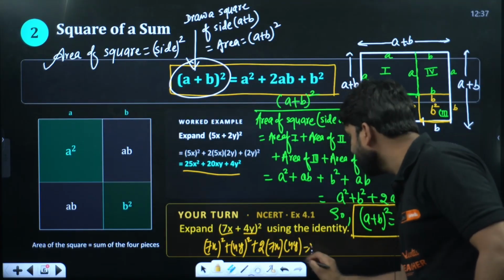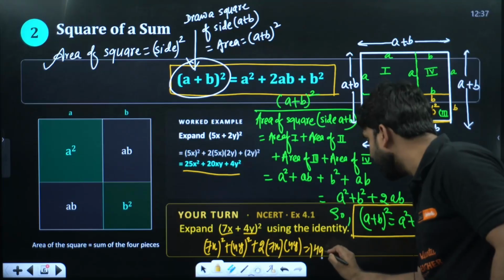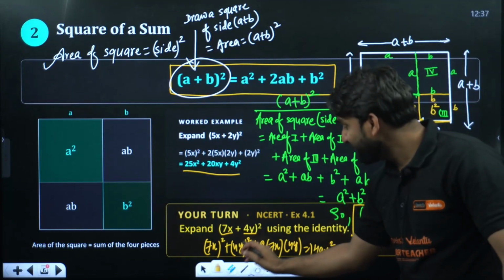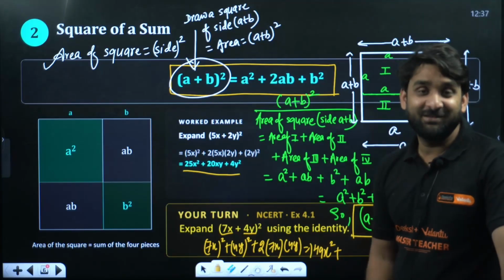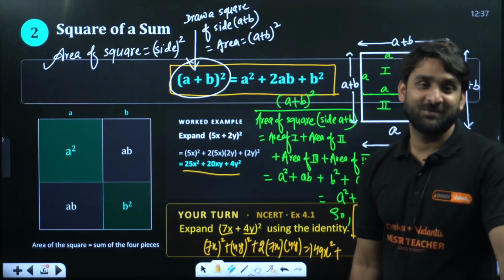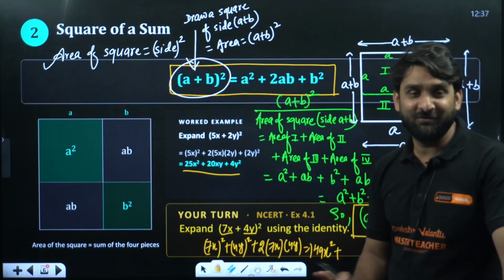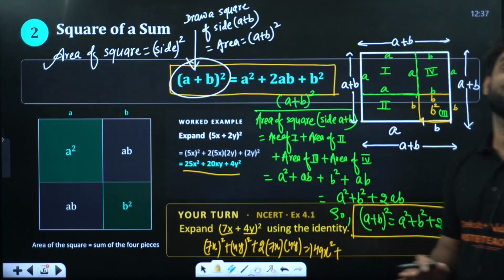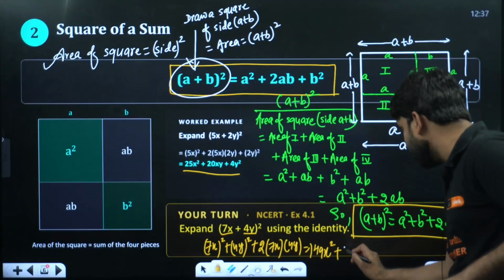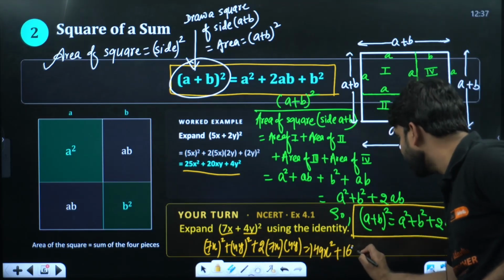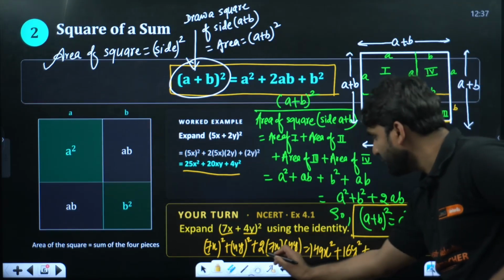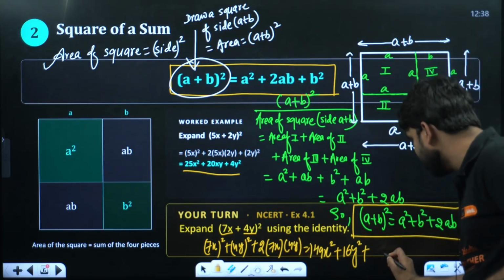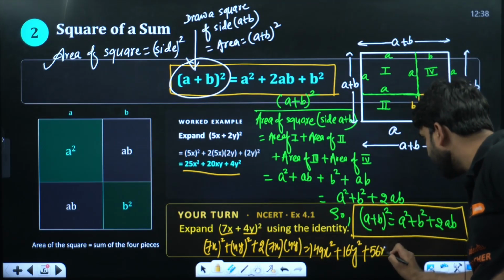Now solve the result. So 7x square will become 49x square. Some students used to write 4 to the 8. Come on, don't do this. 4 to the 8 will not be the correct answer. 4 square means 4 into 4, 4 multiplying itself 2 times. So 4 into 4 will be 16, and y will also go in square form. So 16y square plus 2 into 7 into 4, which is 14 into 4, is 56. So this is equal to 56xy.